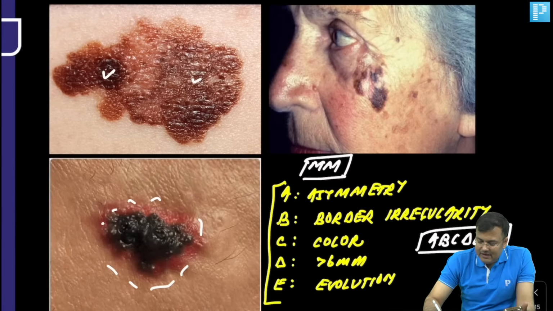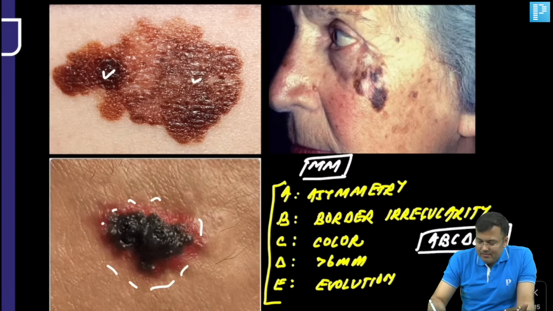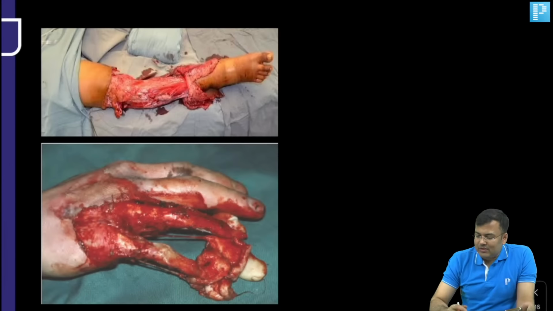F burns. F का मतलब है fluid. बाकी ए बी सी डी का मतलब है ए एयरवे, बी ब्रीदिंग, सी सर्कुलेशन, डी डिसेबिलिटी, ई एक्सपोजर, एफ मतलब फ्लूइड. ए बी सी डी ई एफ ये बर्न्स में फॉलो करते हैं हम लोग. ओके बर्न्स में. नेक्स्ट, कैन यू सी गाइज, व्हाट इज द नेम ऑफ दिस?